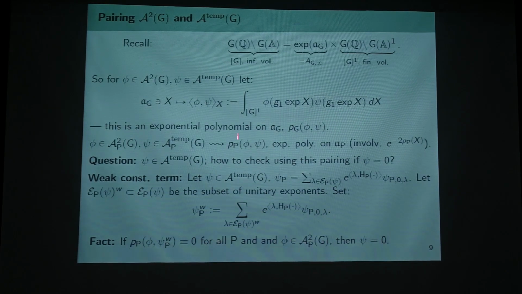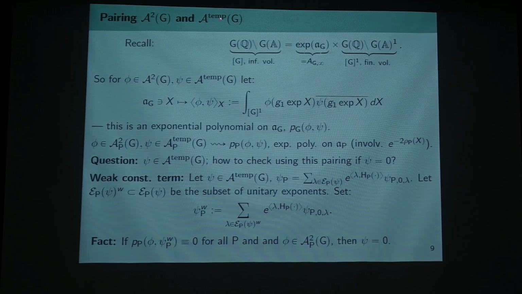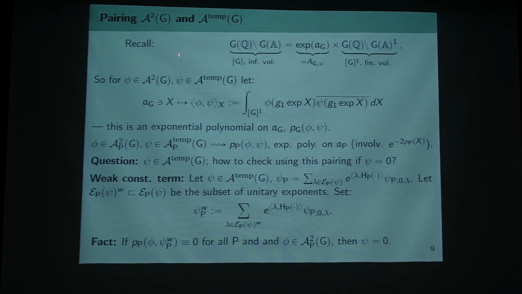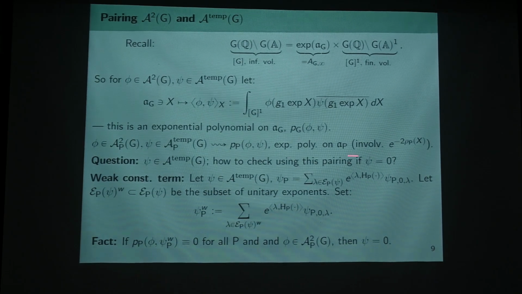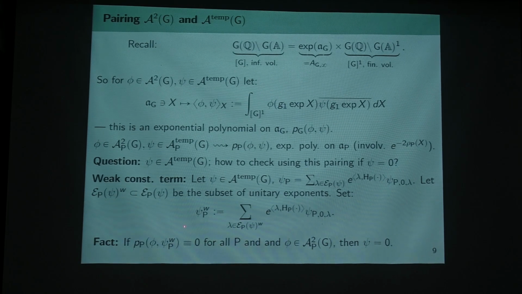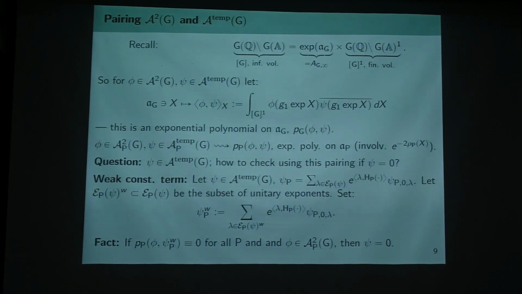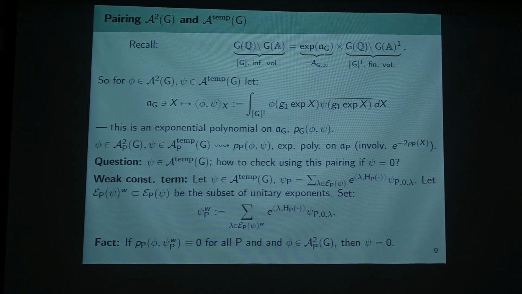So the point is that this pairing between A_2 of G and A_temp of G, you can use that. This pairing is not an inner product or anything, right? But still, you can use this pairing to determine when a given tempered automorphic form is 0. Namely, you will have to vary parabolics and take weak constant terms with respect to all parabolics and then pair with A_2. So that's sort of what is going on here.